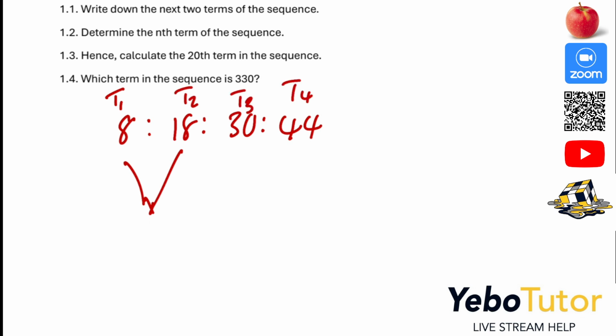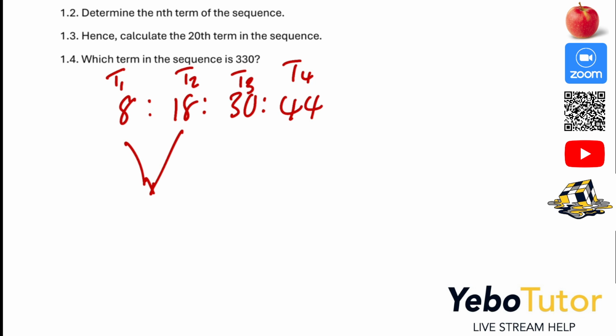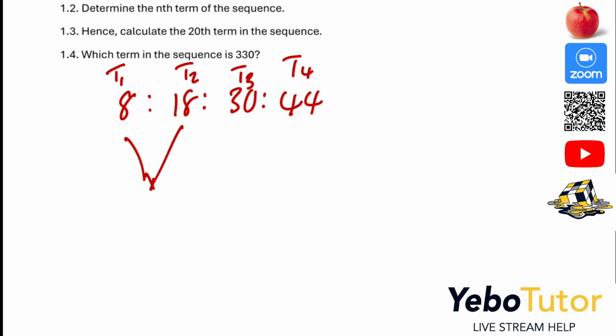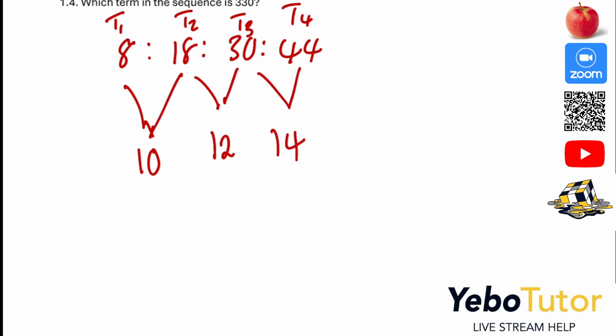In order for us to find a difference between the two terms, we always have the T2 minus T1, or the term in front minus the previous term. So that will be 18 minus 8, which is your 10. Then 30 minus 18, that will be your 12. Then 44 minus 30, that will be your 14. That is going to be our first difference. But we know that a quadratic sequence has a second constant difference.